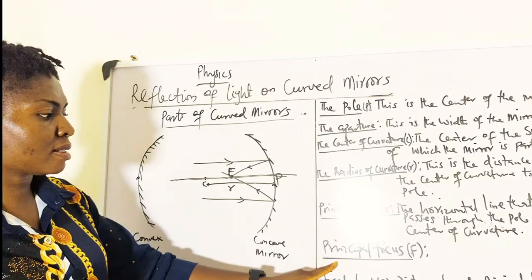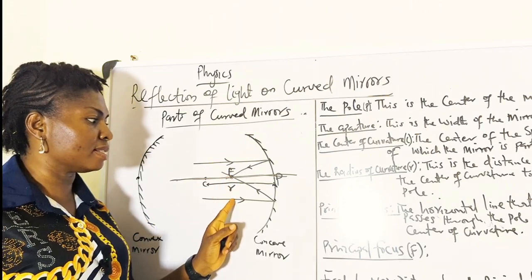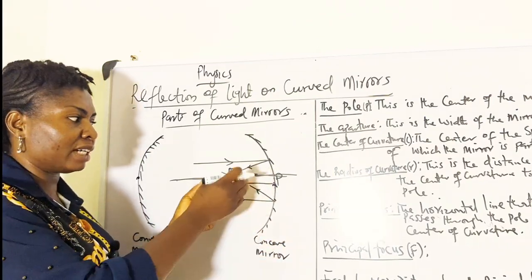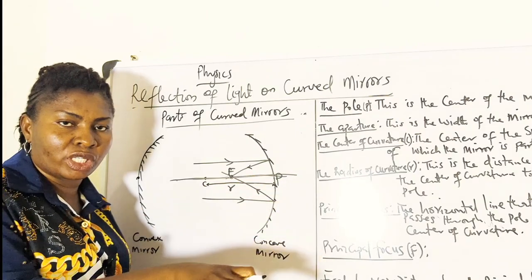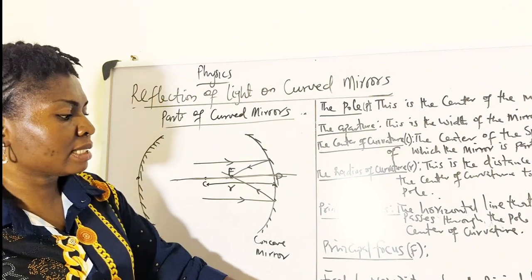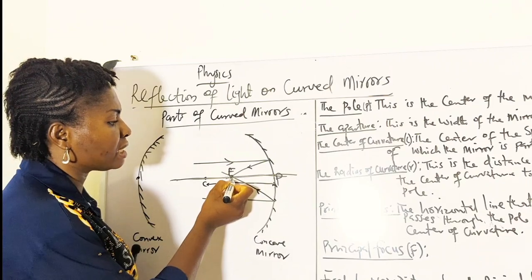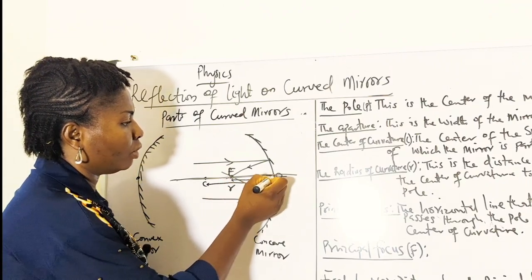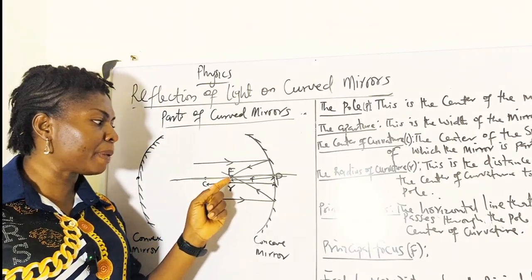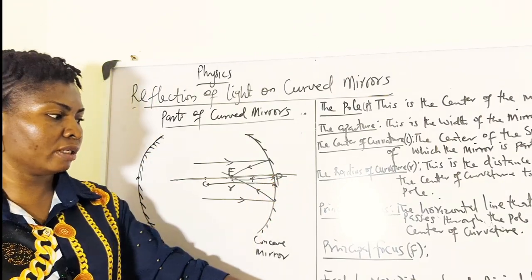So principal focus is the point on the principal axis where parallel and close rays to the principal axis appear to converge for a concave mirror after reflection, or appear to diverge after reflection for convex mirrors. Then the next is focal length. Focal length is the distance from the principal focus to the pole of the mirror. So this is the focal length.